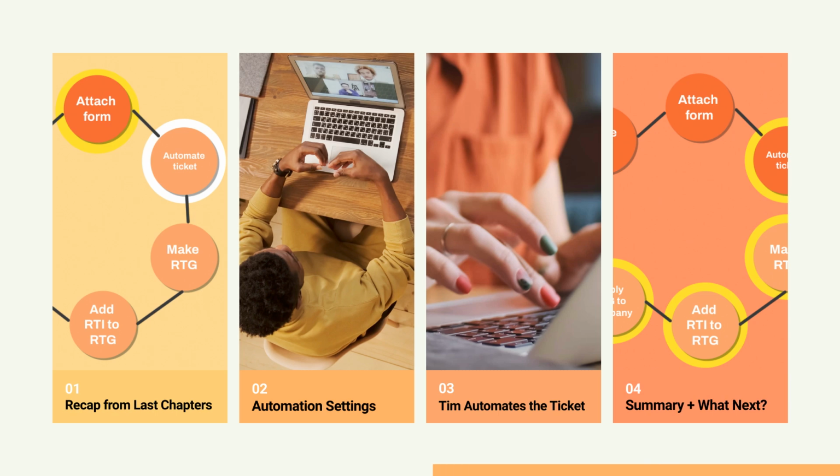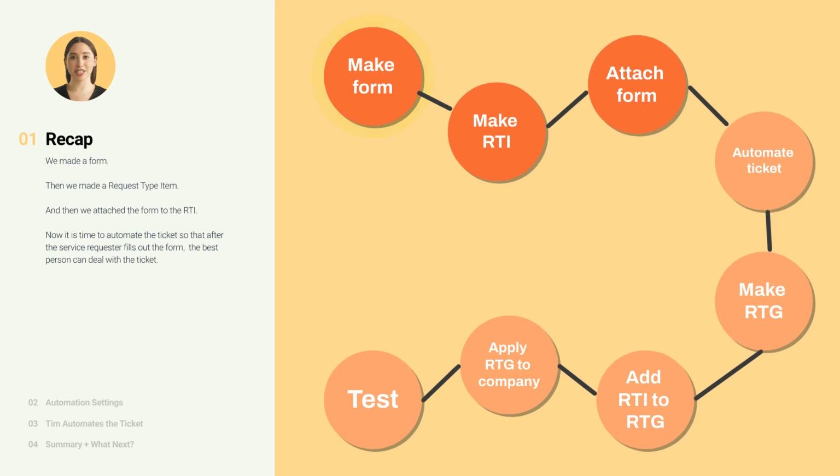First, let's recap what we have done so far. We've followed Tim as he created a form, made a request type item, and attached his form to make it easier for service requesters to request new peripherals. Now that he has made his form, a bunch of prepackaged questions, and his RTI, the link to the form that appears in the service catalog, we need to automate the ticket so that after someone fills out the form, it can appear in all the right places for the best person to deal with the request.